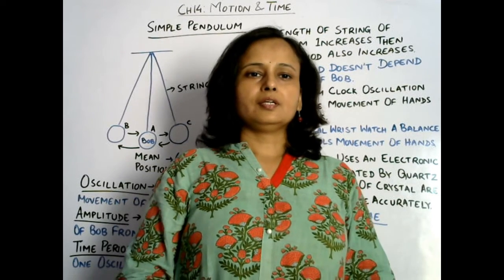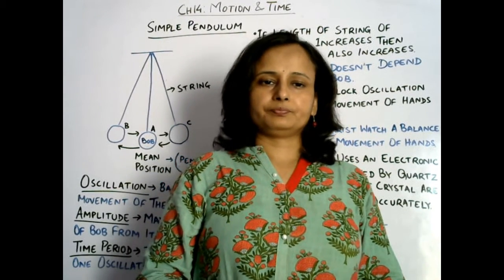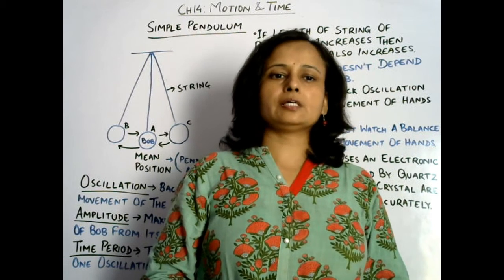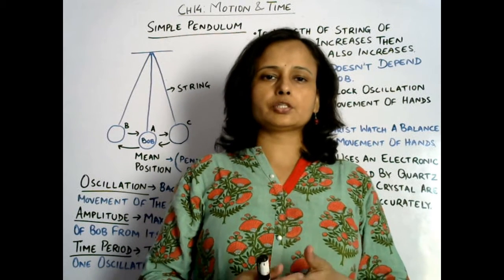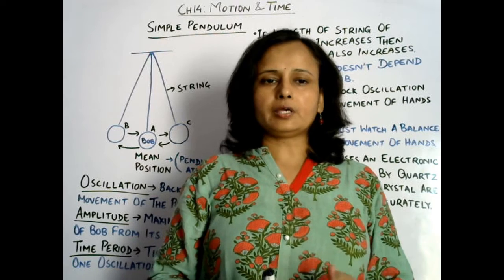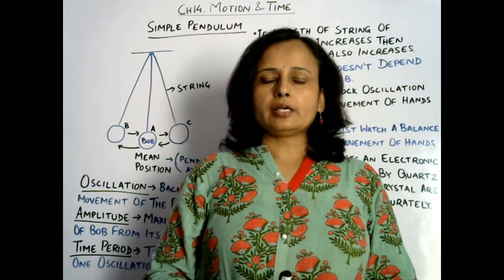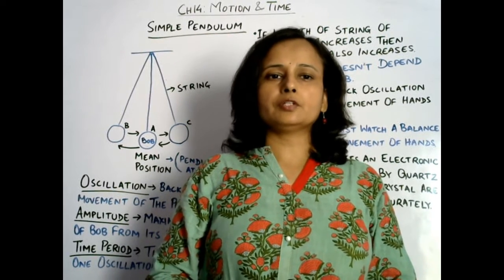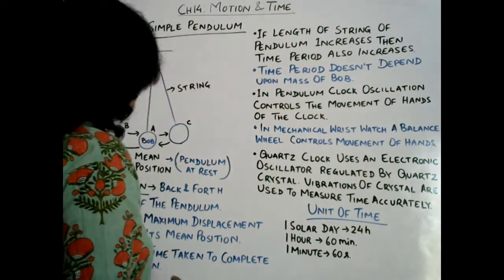Welcome back everyone. Let us study about simple pendulum. A simple pendulum has a bob that is tied with a string, and that string is attached to a support.